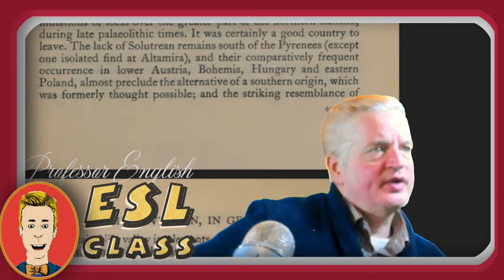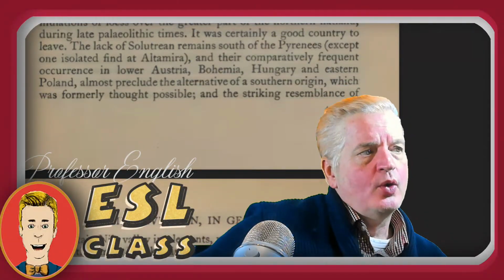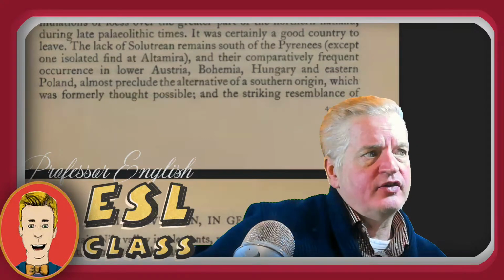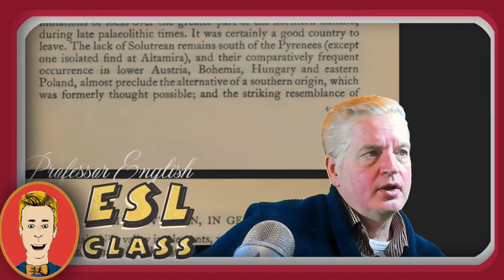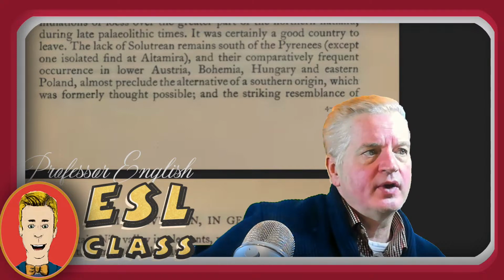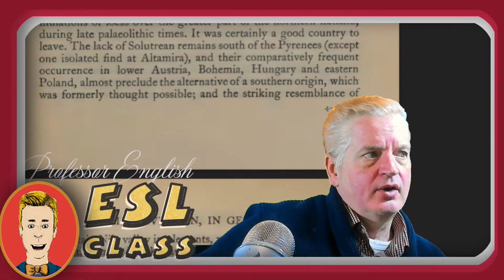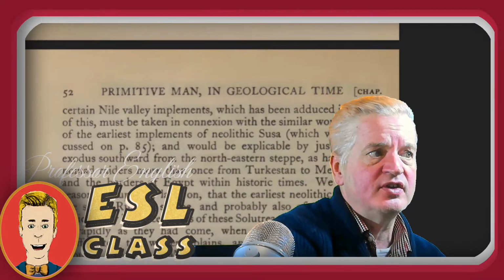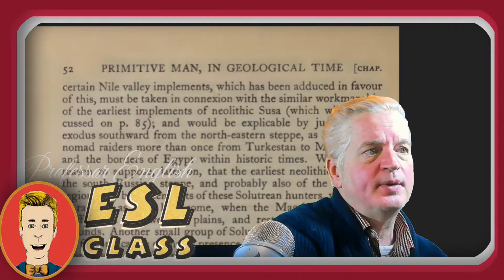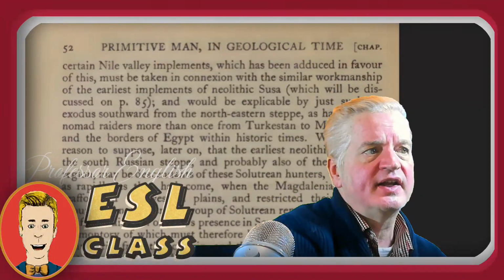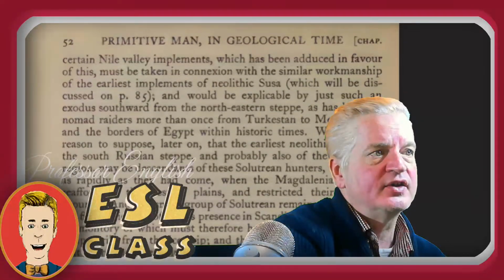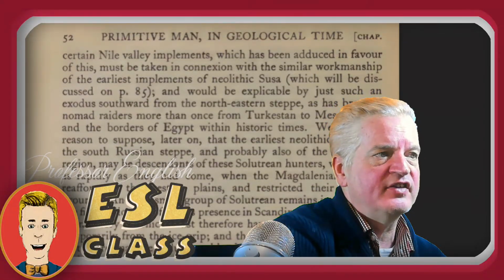The lack of Solutrean remains south of the Pyrenees, except one isolated find in Altamira, and their comparatively frequent occurrence in Lower Austria, Bohemia, Hungary, and eastern Poland almost preclude the alternative of a southern origin, which was formerly thought possible, and the striking resemblance of certain Nile Valley implements, such as has been adduced in favor of this, must be taken in connection with the similar workmanship of the earliest implements of Neolithic Susa, which will be discussed on page 85.